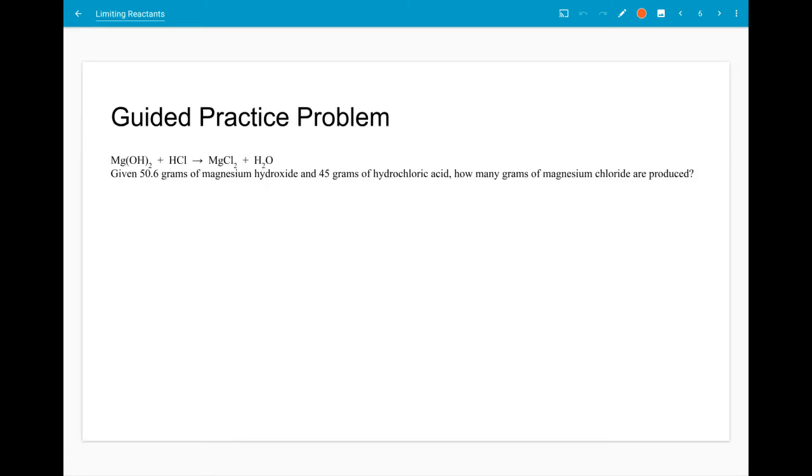So here is our first practice problem. I'm going to go ahead and start showing my work and talking at the same time. And so this one is not balanced, so I'm going to balance that for you. When we have 50.6 grams of MgOH2, 45 grams of HCl, it's not clear who's going to run out first. This is a typical limiting reactant problem in the sense that you have two givens, but it doesn't directly ask for the limiting reactant. So be careful of this type.